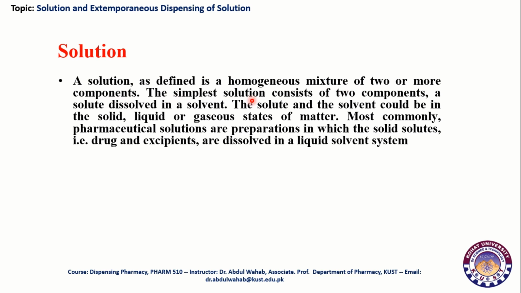The simplest solution consists of two components: a solute, which is dissolved in a solvent. So we can say that the solution consists of two components. One is solute and the other one is solvent. The solute and the solvent could be in the solid, liquid or gaseous states of matter. So the solute and the solvent could be in these different states of matter.